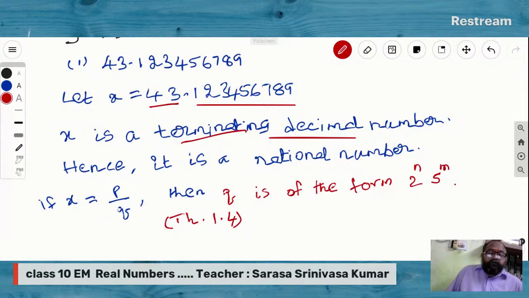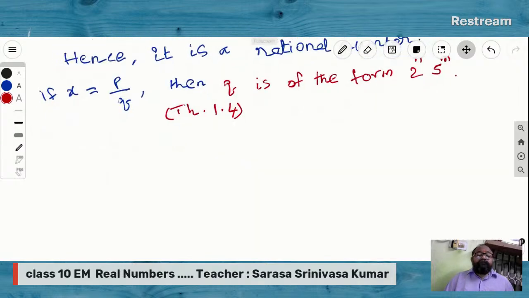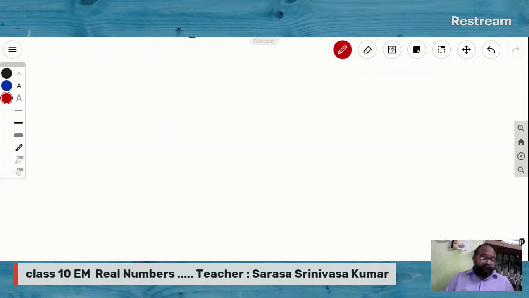If x equal to p by q, here what we must write is about p and q. q is not equal to 0. Here q is not equal to 0. Now we consider the next problem. Second problem.